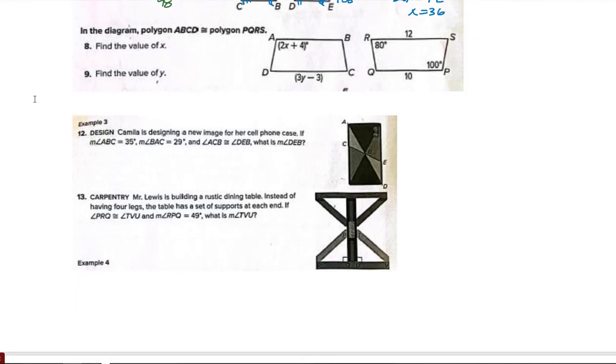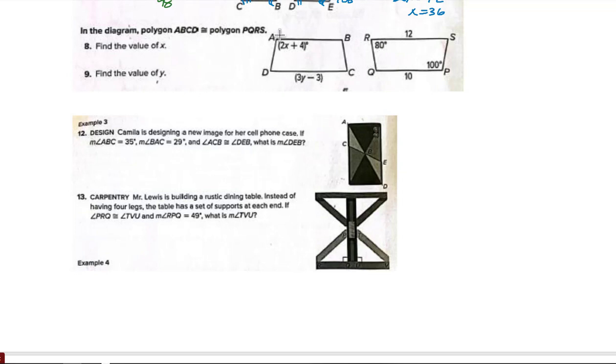We could also check it out. 2 times 36 minus 48 gives us 24. And 24 plus 48 plus 108 does equal 180.